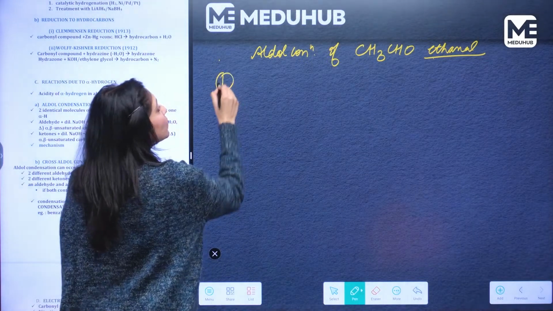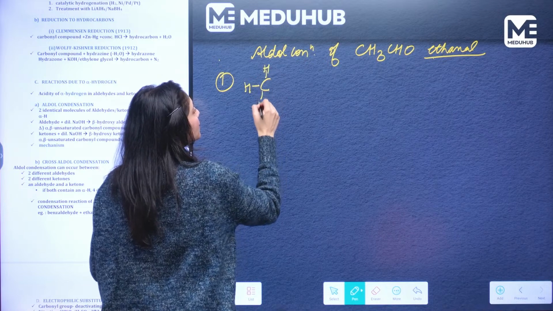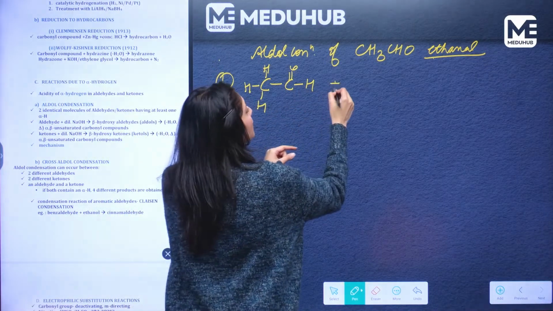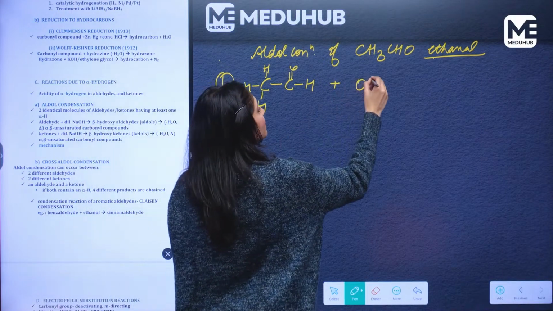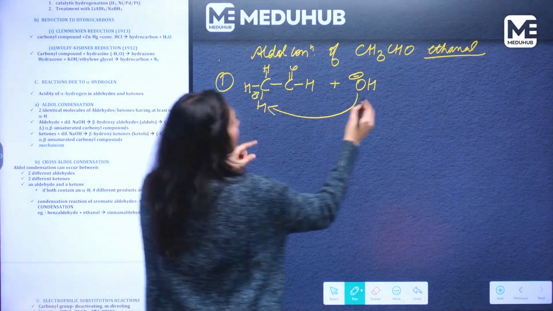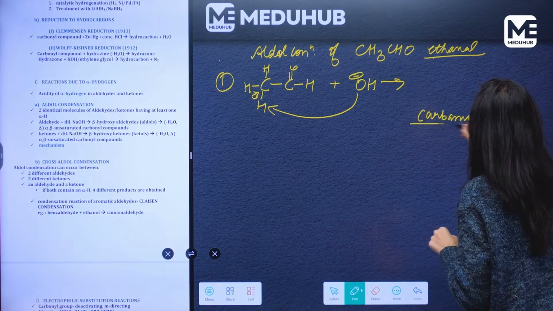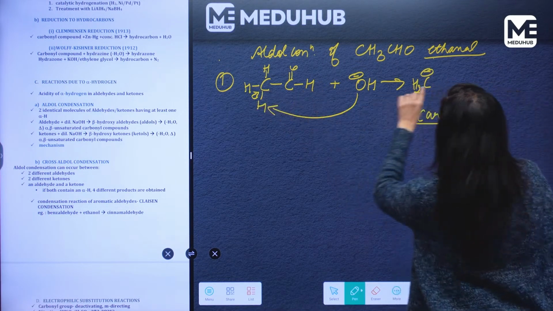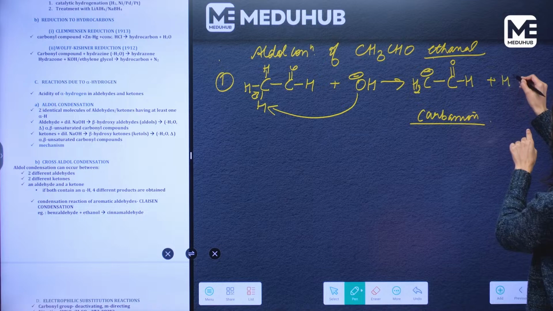So in the first step, what will happen? This is ethanol. These are the alpha hydrogens. This is the carbonyl carbon. These reactions are base catalyzed because the base can take away the alpha hydrogen. So in the presence of a base, this base will take away this hydrogen and a carbanion will be formed. So the first step is the formation of a carbanion. Now this carbon will have a negative charge. This carbonyl group is here, plus H plus.